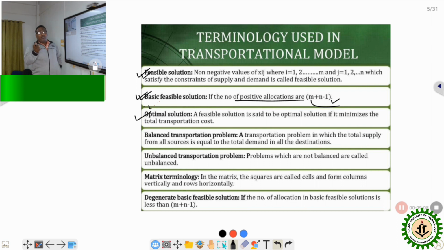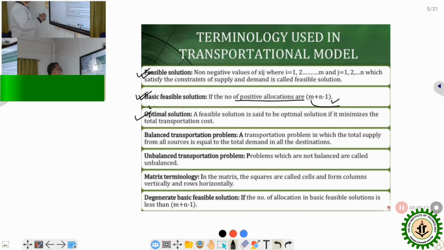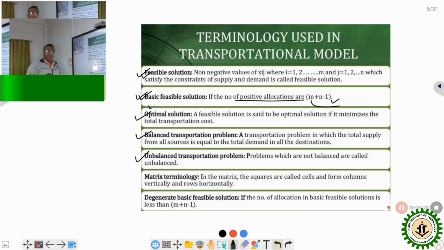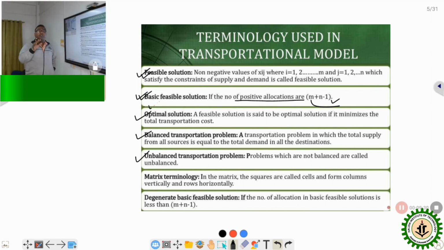Now, when you are going to solve a transportation problem, we will first check whether it is balanced or unbalanced. Balanced or unbalanced depends on the available amount in the origins, that is, the number of units available at the origins, and the number of units demanded by the destinations.